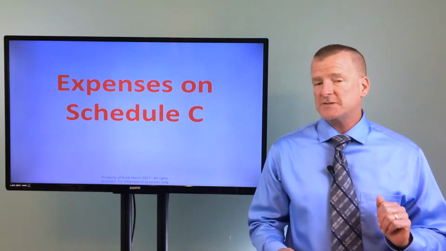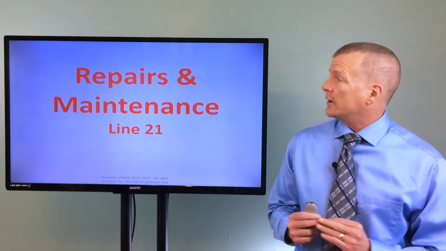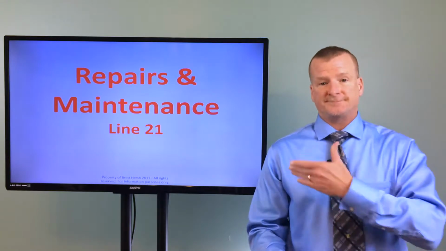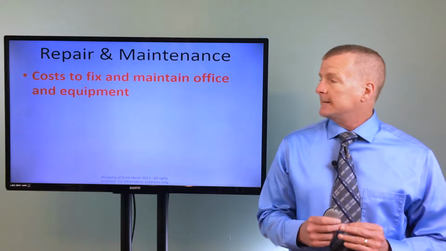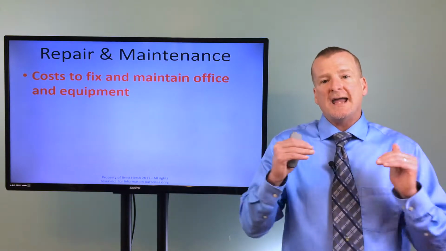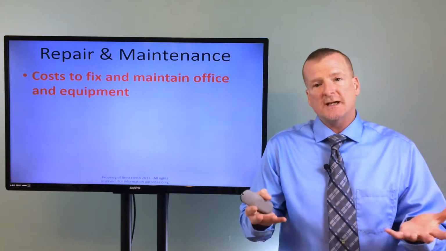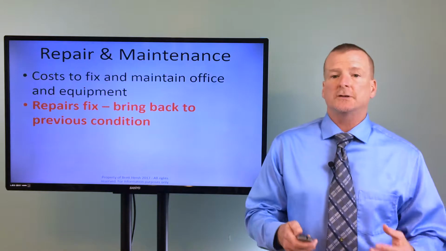We're going to discuss 3 more sections in this part of the course, with 3 more lines on the tax return, starting with repairs and maintenance. That is line 21 if you're following along with your Schedule C. What we're discussing here, repairs and maintenance, are the cost to fix and maintain your office and equipment related to your business.